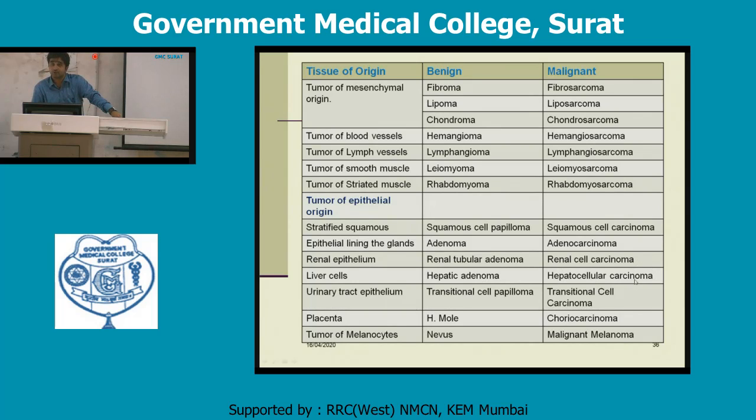So there are always a few exceptions. Though it is called hepatoma, it is a malignant condition. If the tissue of origin is urinary tract epithelium, the benign condition is transitional cell papilloma and the malignant condition is transitional cell carcinoma. Placenta: hydatidiform mole, and the malignant condition is choriocarcinoma. Tumors of melanocytes: the benign ones are nevi and the malignant ones are malignant melanoma.